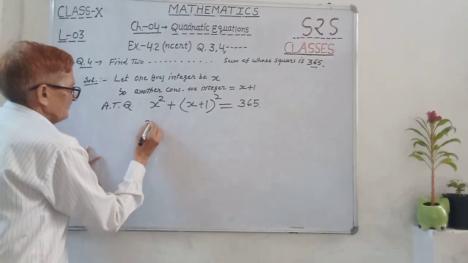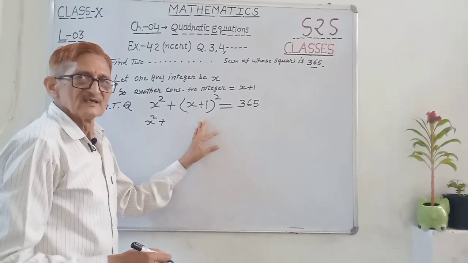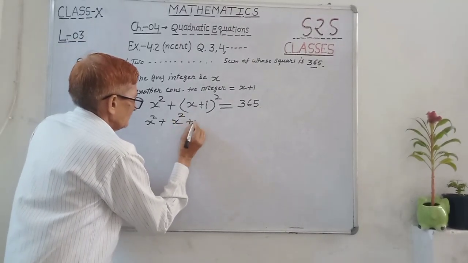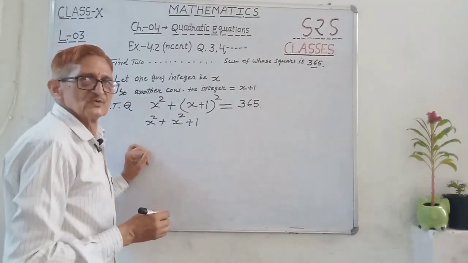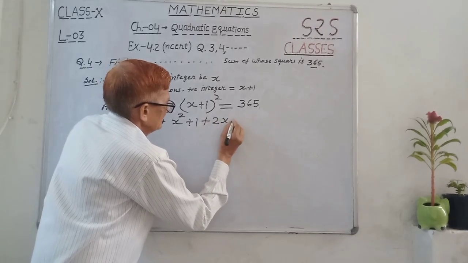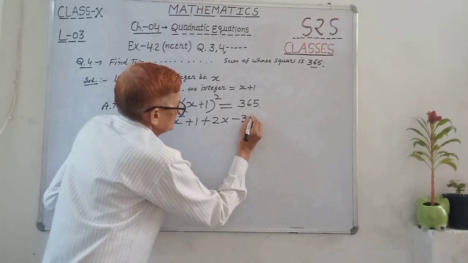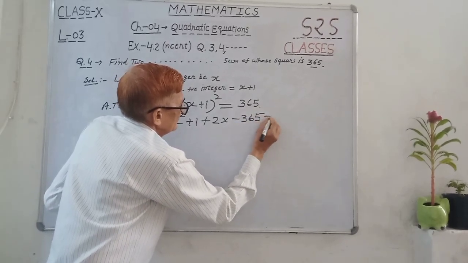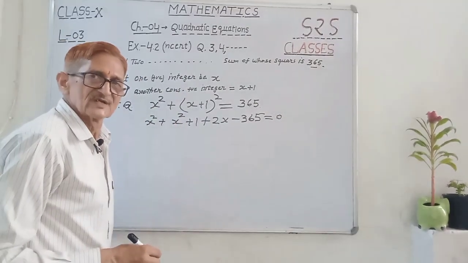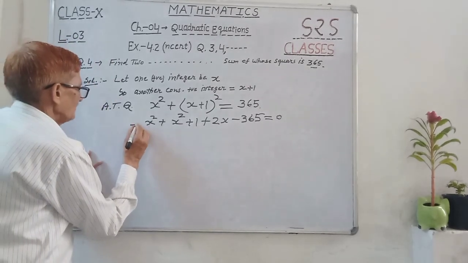Now simplify x square plus (a plus b) whole square, which is a square plus b square plus 2ab. Then a square plus b square is x square plus 1 square, that is 1, plus 2 into x into 1, that is 2x, is equal to 365. Take this side, minus 365 is equal to 0. Take all the numbers on one side and 0 on the other side, in the standard quadratic form ax square plus bx plus c equal to 0.